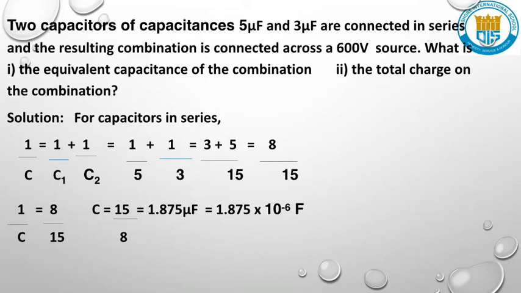But don't forget that we are not looking for 1 over C. We are looking for C, which is the reciprocal of 1 over C. So that means that we must also find the reciprocal of 8 over 15 to get what our C is. And that's 15 over 8. And that's how we are able to get our answer: 1.875 times 10 to the power minus 6 farad, which is equal to 1.875 microfarad.